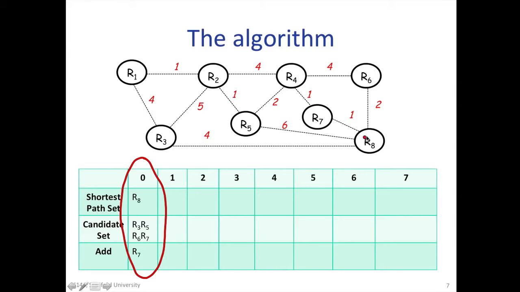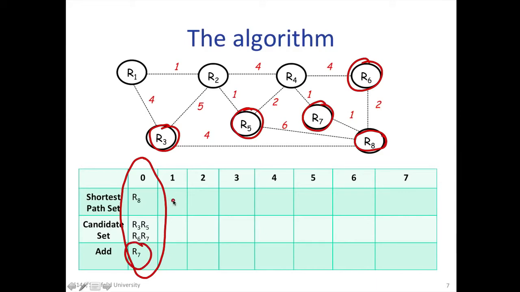So my shortest path set is going to be the set of routers that are in the shortest path tree. So I start with R8 in my shortest path set, and the candidate set are those that connect directly to the current fledgling subtree. So that's R3, R5, R6, and R7, and I'm going to pick the one with the lowest cost path back to R8. That's clearly R7, so I'm going to add R7 in first.